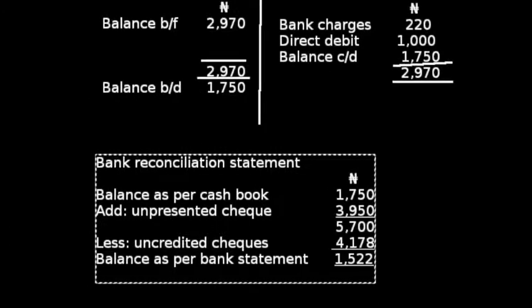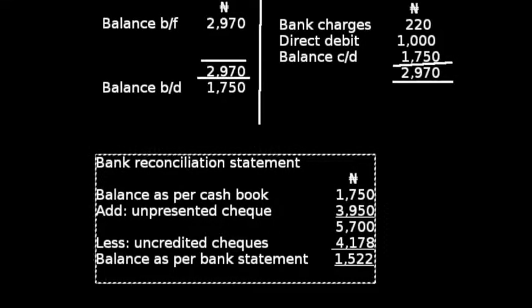Balance as per cash book. Now looking at the next book we are to prepare, I have just said bank reconciliation statement. And of course, in bank reconciliation statement, we are supposed to use the balance which we got from our adjusted cash book, which is 1,750 naira, to begin our preparation. So in this case, 1,750 naira, add unpresented cheque.